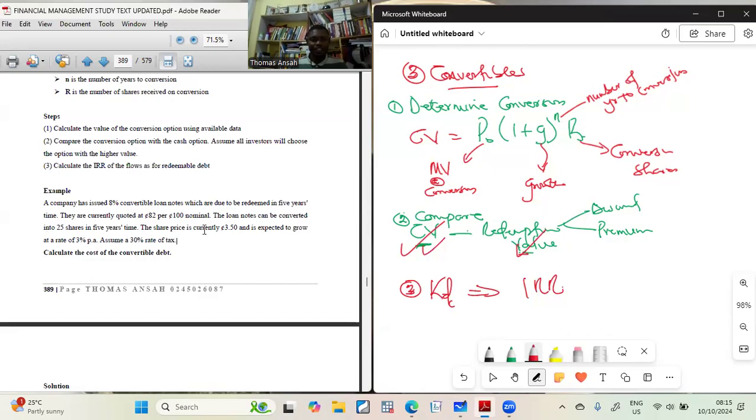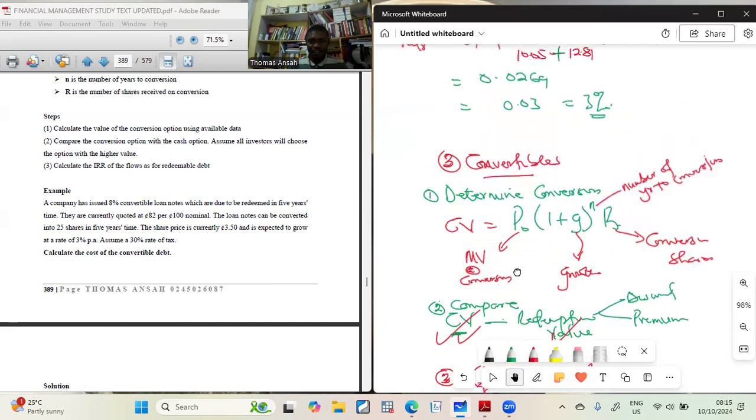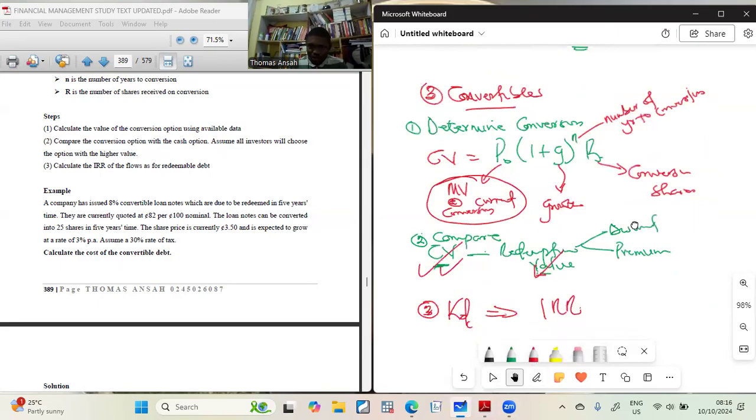So the current share price is the share price at the date you are making the arrangement of conversion, the date you are doing the agreement. In IFRS, we call it the fair value at grant date.